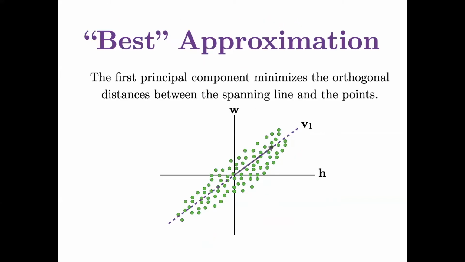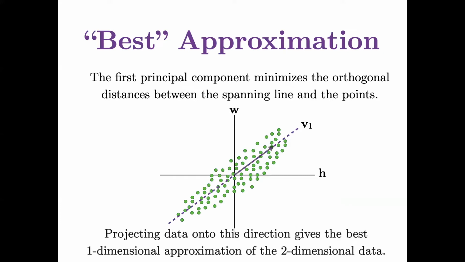This gives us the best approximation to our data in one dimension, meaning that the first principal component minimizes the orthogonal distances between that spanning line and the points. So if I project the data onto this direction, I will have the least error one-dimensional approximation of the two-dimensional data.